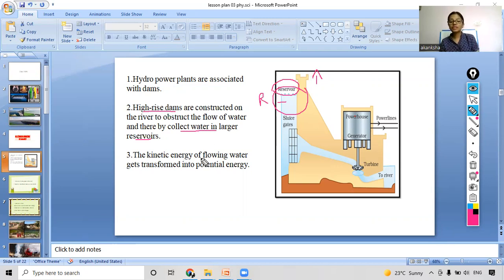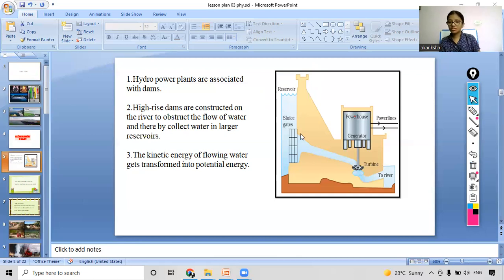The kinetic energy of flowing water gets transformed into potential energy. If this wall had not been there, the water would have flowed. But right now, as water is being stored at a height, it has some potential energy in it. It is storing potential energy because it is at rest and at a higher position.